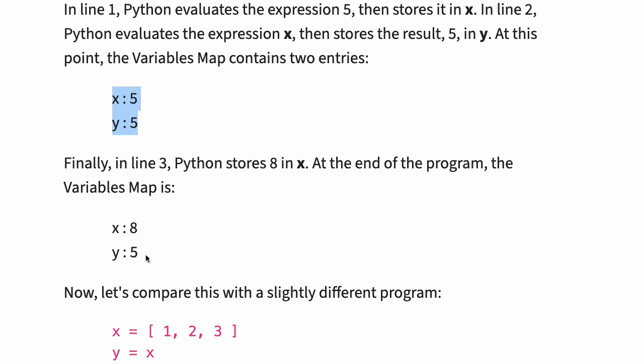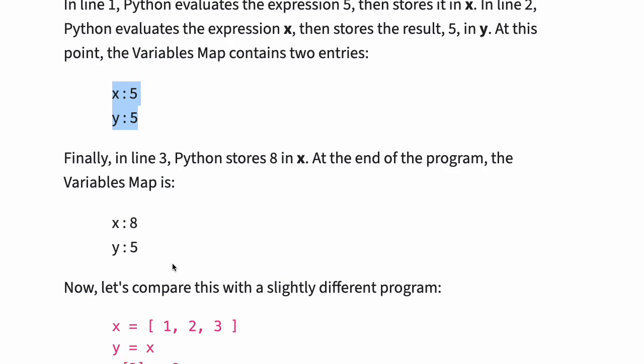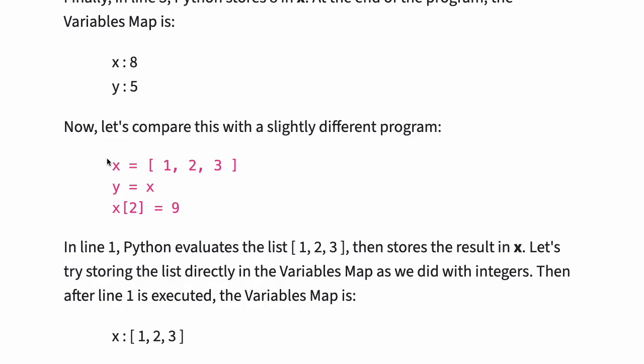x8 and y5. Now let's compare this with a slightly different program. In line 1, Python evaluates the list 1, 2, 3, then stores the result in x. Let's try storing this list directly in the variables map as we did with integers. Then after line 1 is executed, the variables map contains one entry with key x and the value list 1, 2, 3. In line 2, Python evaluates the expression x, then stores the result in y.